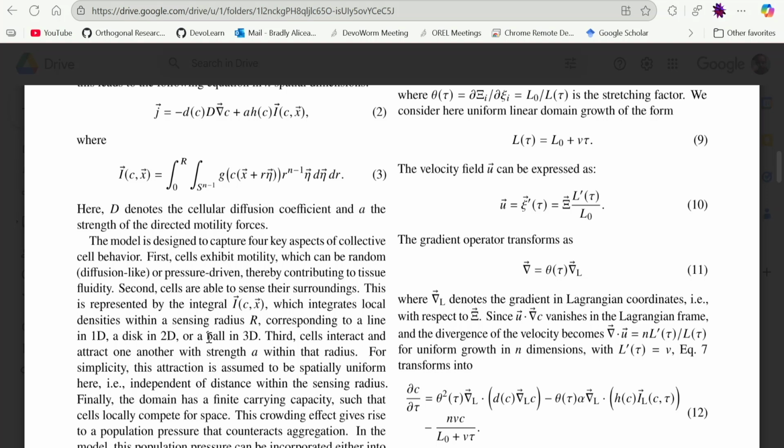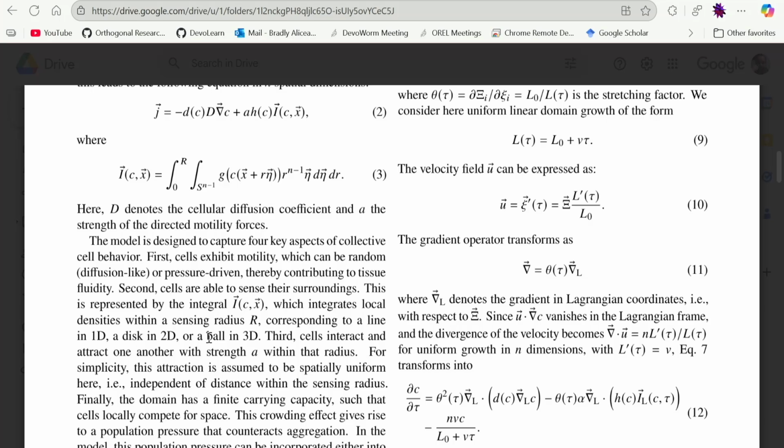Finally, the domain has a finite carrying capacity, such that cells locally compete for space. So that means they're all competing for one space, and they're jostling for position. And only one cell can occupy one place in space at a time. So if there's an advantage to being in a certain point in space, or to migrating in a certain direction, the cells will crowd each other, and they'll undergo a jamming phase transition, where they stop moving and can't move anymore because they're too densely packed.